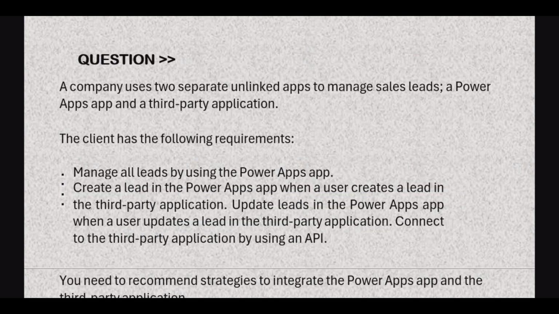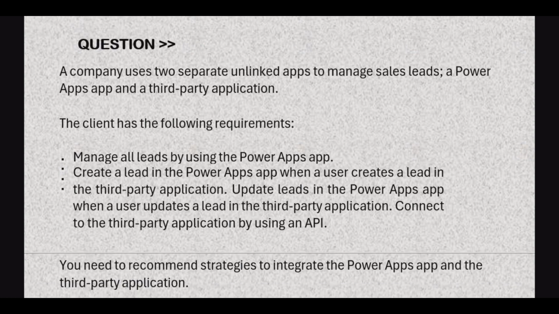Our next question is, a company uses two separate unlinked apps to manage sales leads, a Power Apps app and a third party application. The client has the following requirements. The first requirement is manage all leads by using Power Apps app. The second one is create a lead in the Power Apps app when the user creates a lead in the third party application. Update the Power Apps app when user updates a lead in the third party application. Connect to the third-party application by using an API.